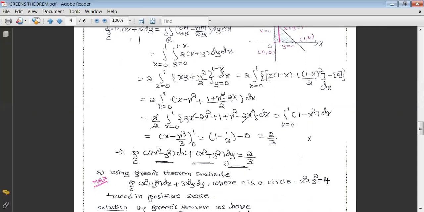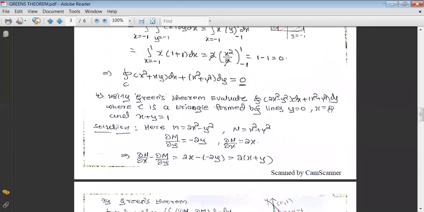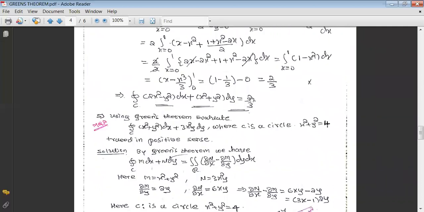Therefore, the value of the line integral for the closed curve C, which is bounded by the curves y equal to 0, x equal to 0, and x plus y equals to 1, is given by 2 by 3. That's the required value.